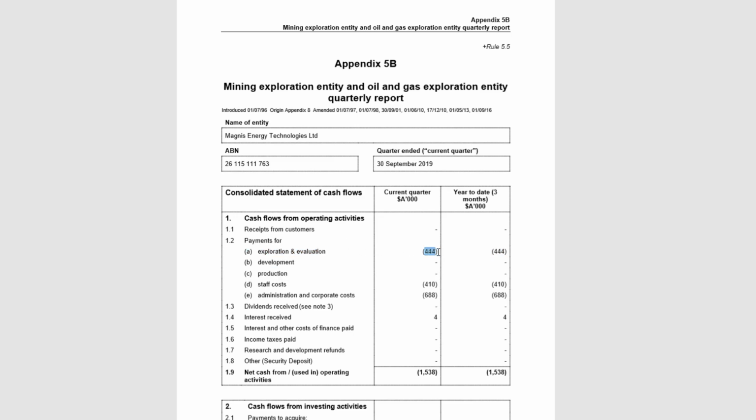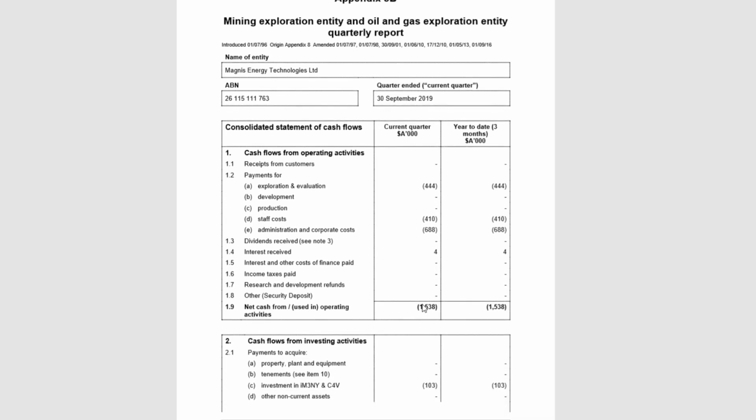They spend 440k on the current quarter for drilling or exploration activities, and they spend 400k on staff costs and a huge amount of money on admin and corporate costs. That's pretty much a red flag to me. I'd look at that and I'd go, well, they're spending 1 million on themselves and the business, and then they're spending 400k on the actual drilling. So is it really a drilling company, or is it a self-financing company where they line their own pockets? It's up to you to decide. So they're spending 1.5 mil for the current quarter.